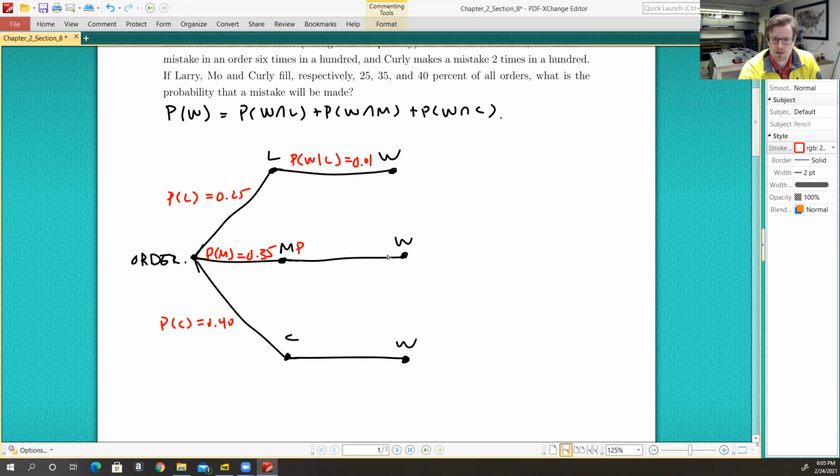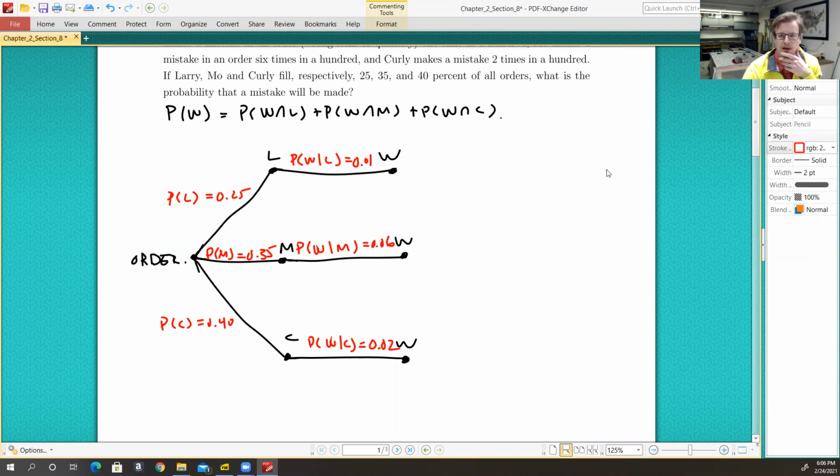So what's the probability that we're going to travel along this edge? Well, this would be the probability that there is a mistake given that Mo filled it. And then the probability of us traveling along this edge, this would be the probability that we have a mistake given that Curly filled it. So Mo makes a mistake 6 times in 100, and Curly makes a mistake 2 times in 100.